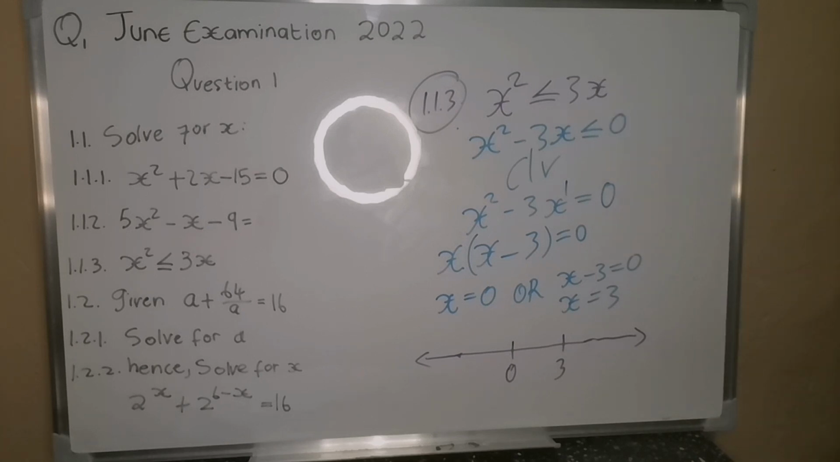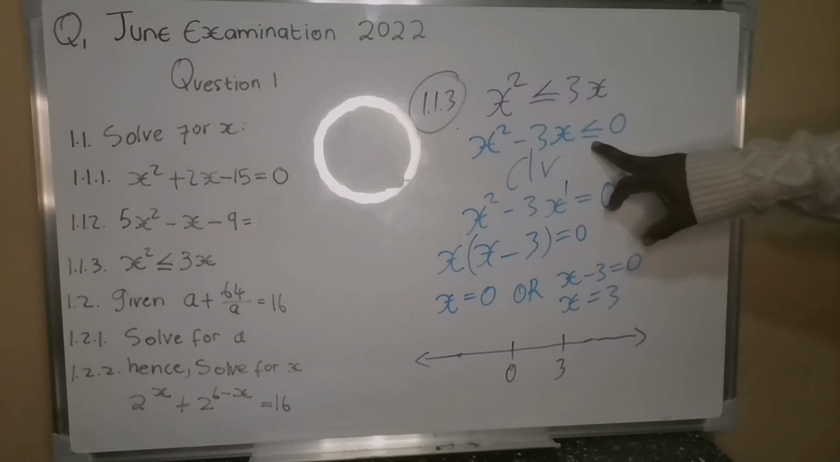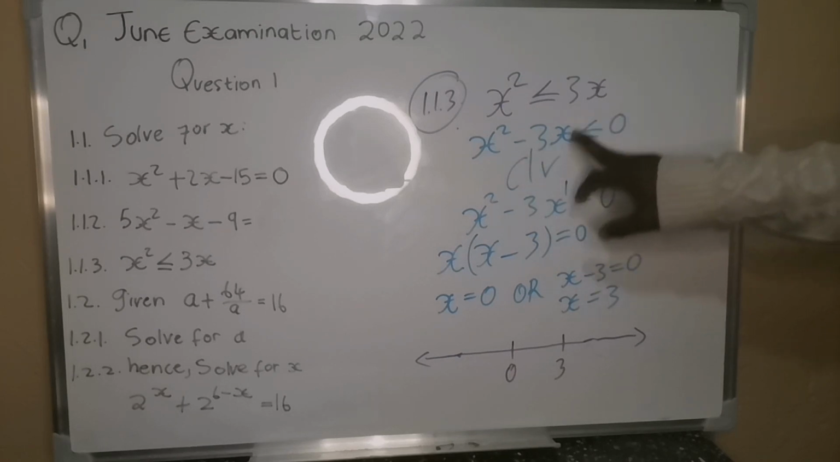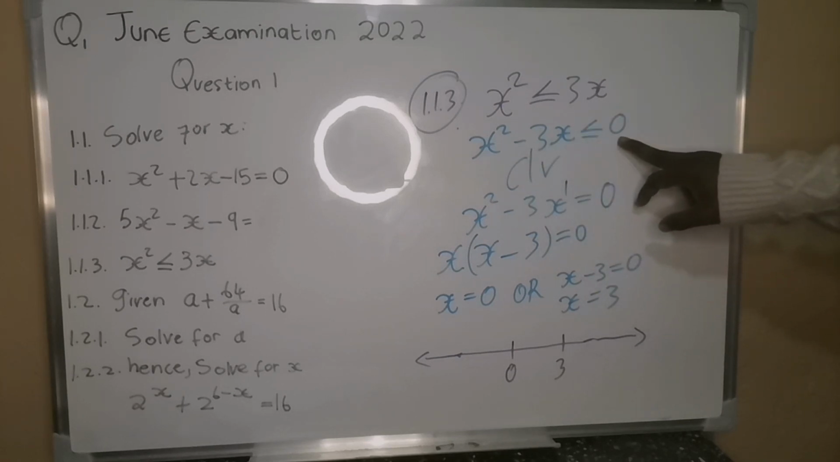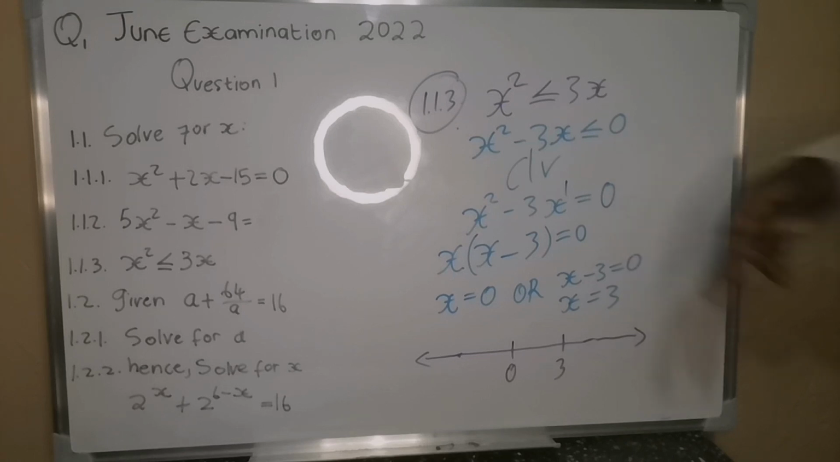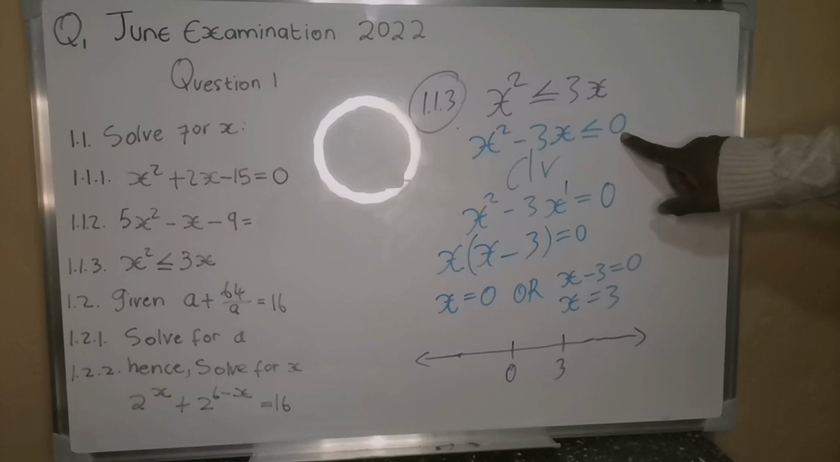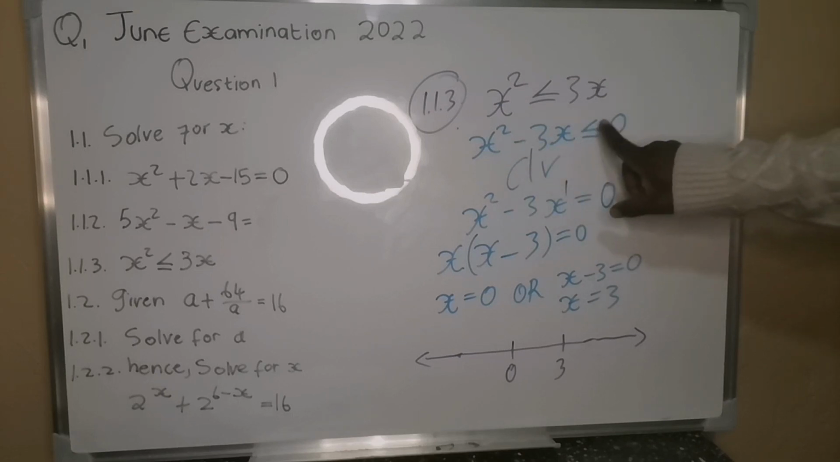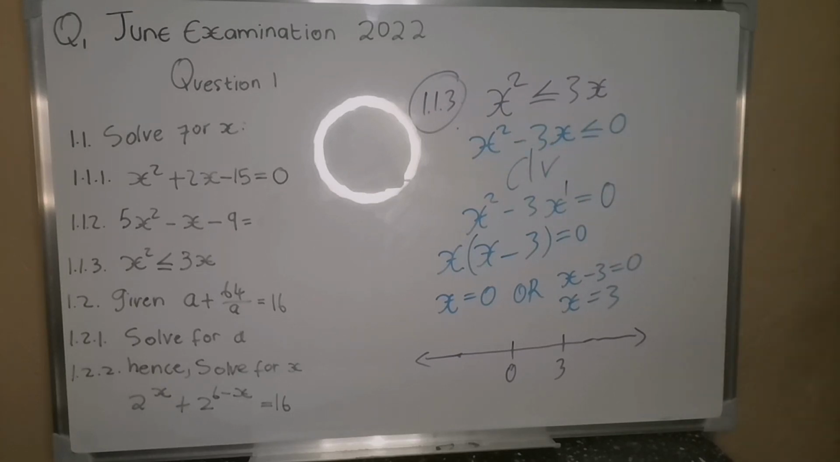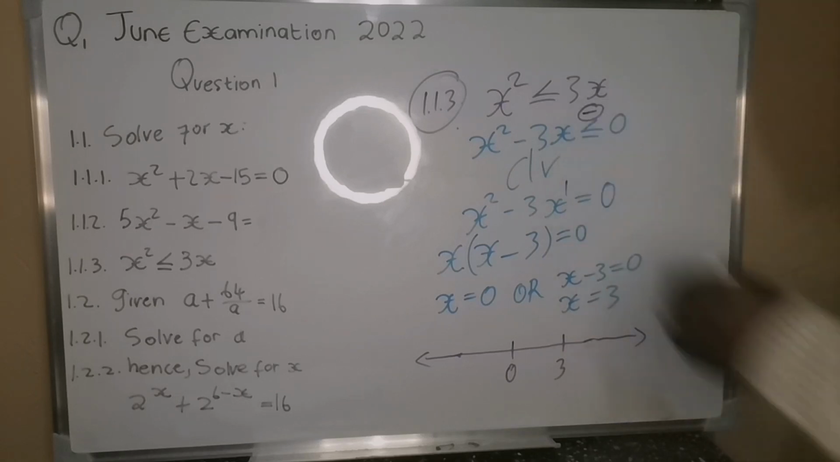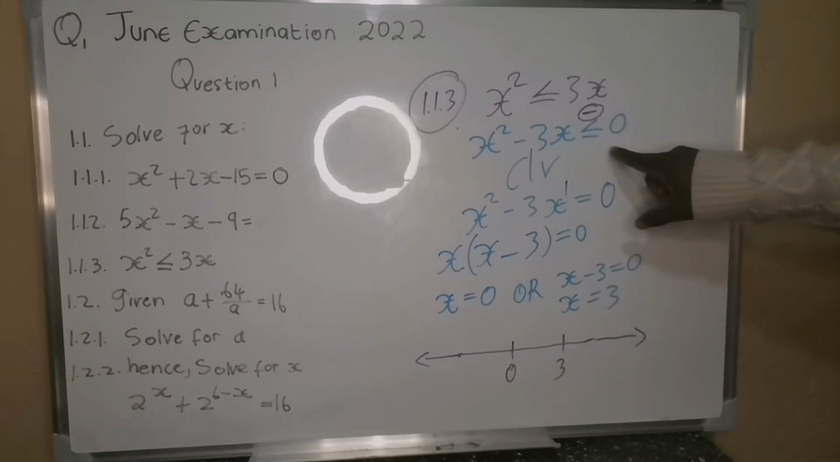So now let us check. Is this sign of ours negative or positive? This expression should be smaller than or equal to 0. Which values are smaller than 0? Values that are smaller than 0 are negative. Hence this x squared minus 3x is smaller than 0, which means it is negative. So whatever we put here must be negative.